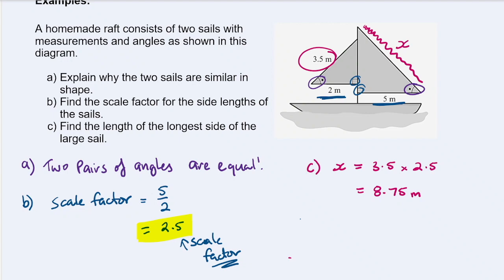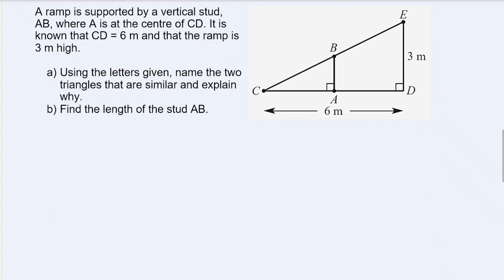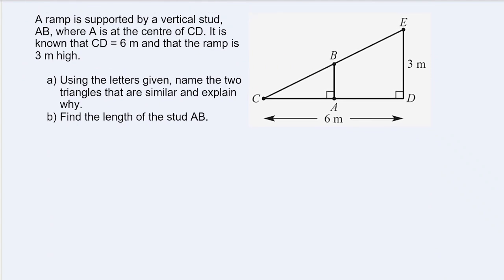We do have one more example to look at. So let's scroll on up. Here we have a ramp. Now the ramp is supported by a vertical stud, AB. So where's our ramp? Going to be this red line here. There's our ramp. A is at the center of CD. And CD is 6 meters, and the ramp is 3 meters high.